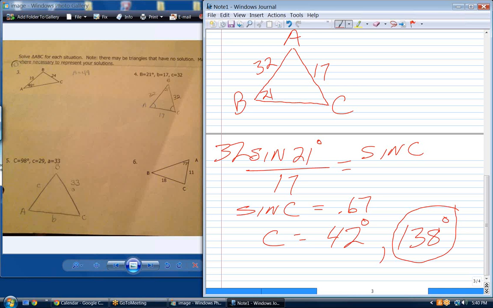So we have B opposite the 17. That's proper. We have 32 opposite the C, and that's all we need. So that fits what we did. The sine of 21 over 17 equals the sine of C over 32. We solve for C. C can either be 42 degrees or 138 degrees. And this is the 42 degree one. Here's the 138 degree one.